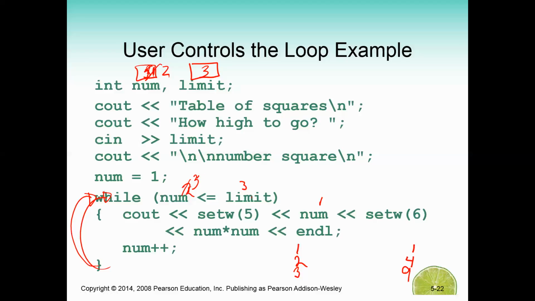We increment. Now it's going to be a 4. We go back. Is 4 less than or equal to the limit? No. So we skip all this and we exit. So we display 1, 1, 2, 4, 3, 9.